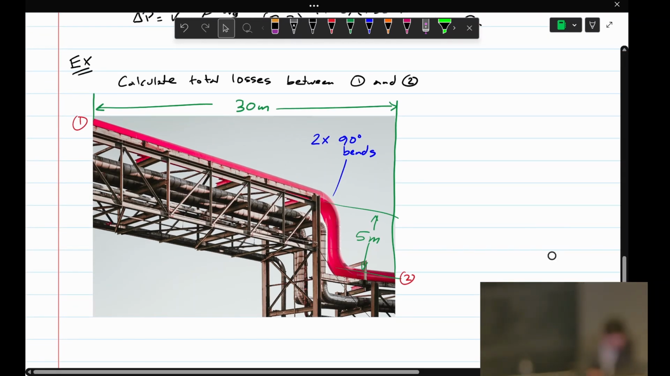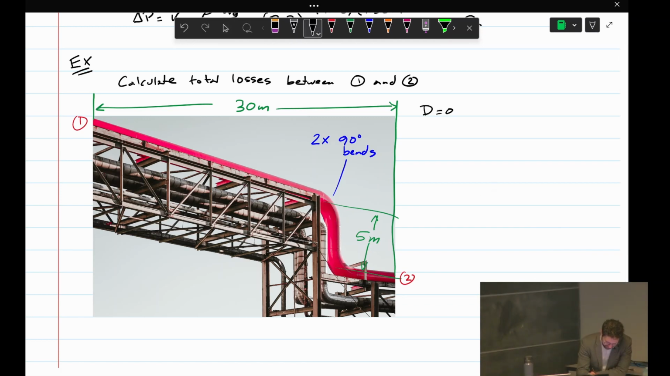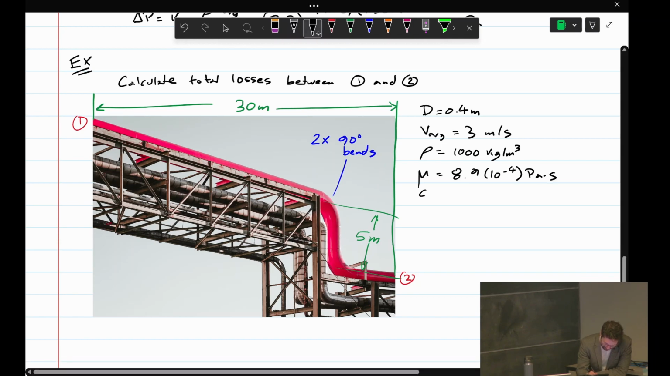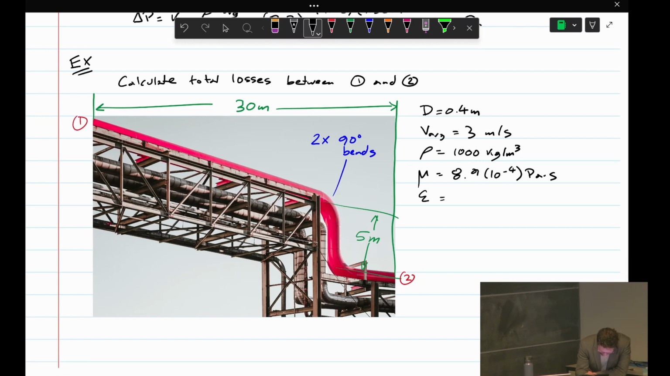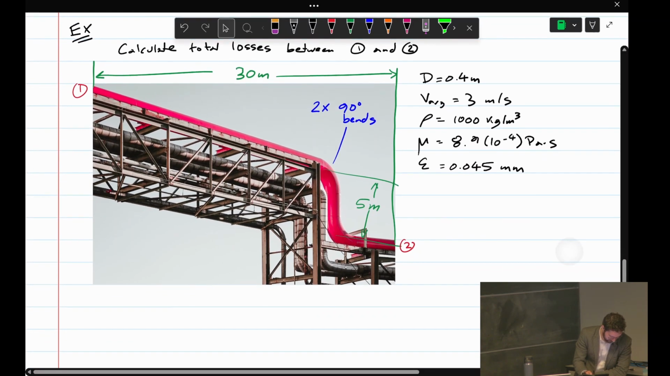Okay, so there's going to be a whole bunch of material properties and stuff I'm going to give. So D of 0.4, the average velocity 3 meters per second, density of 1,000, mu of 8.9 times 10 to the negative 4. We'll take this as steel pipe that's been painted bright red for some reason.